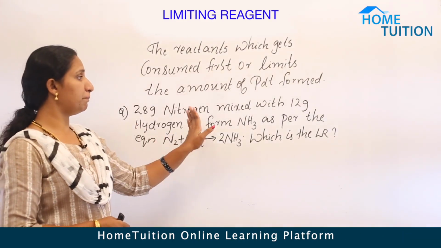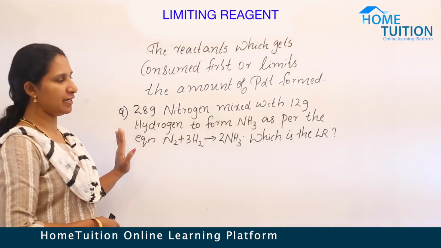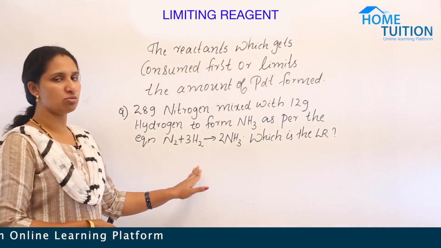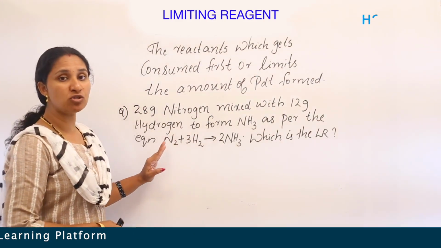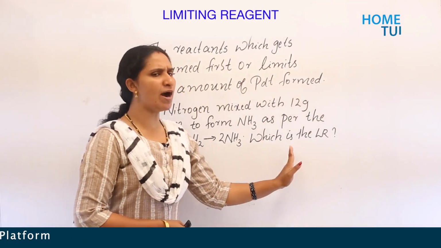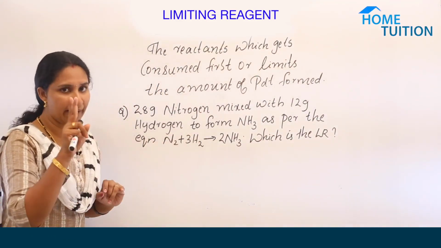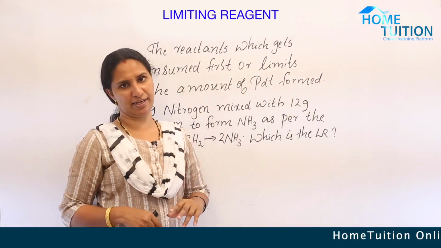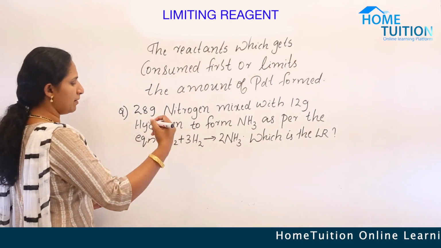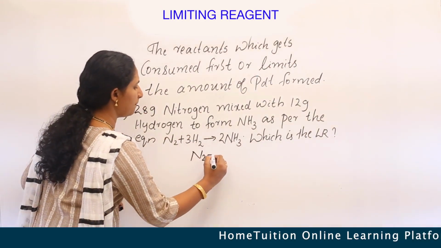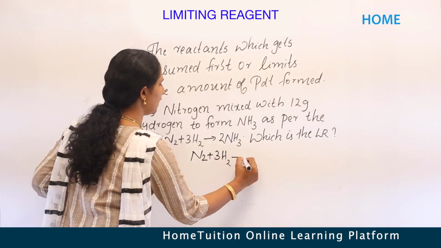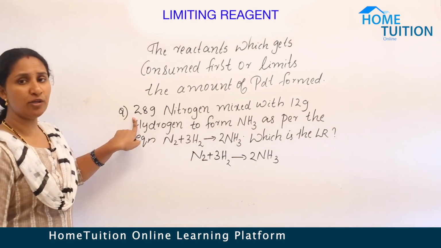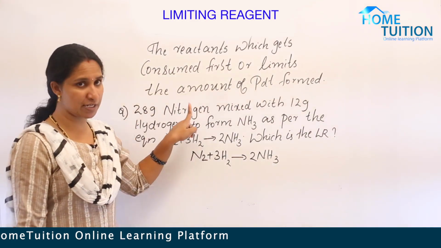28 gram nitrogen is mixed with 12 gram hydrogen to form ammonia as per the chemical equation N2 plus 3H2 gives 2NH3. We know this is the formation of ammonia by Haber process. What is the limiting reagent? Here two reactants are there, nitrogen and hydrogen, and we want to find which one is the limiting reagent. Rewrite the chemical equation: N2 plus 3H2, we get 2NH3.